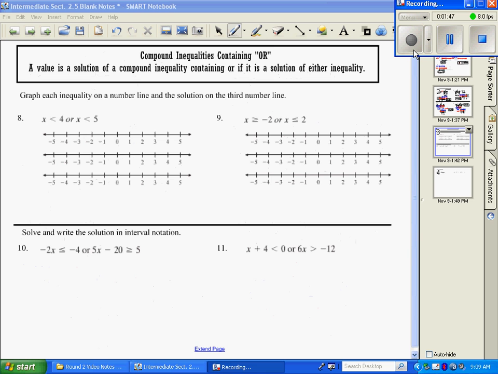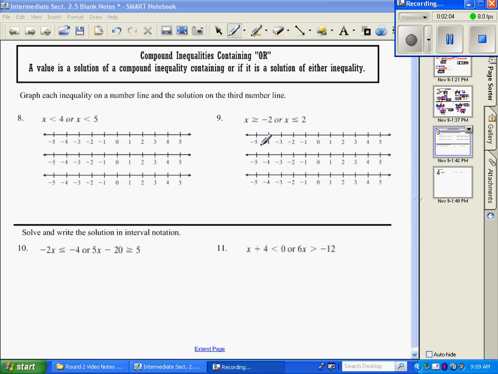Okay, now we're going to be working with the compound inequality containing an OR. And it says a value is a solution of a compound inequality containing OR if it is a solution of either one. So if either one is represented in the top, it gets represented in the solution as well.